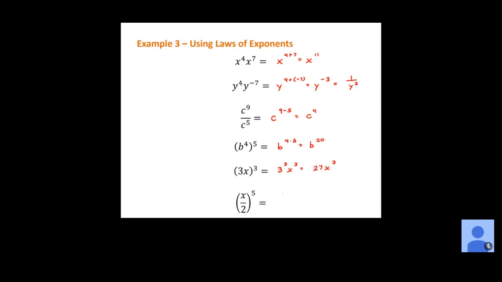Good, right? So that 5 goes with both. We have x to the fifth in the numerator. We have 2 to the fifth in the denominator. Just like the last one, because we have a number this time, we can simplify that. So what's 2 to the fifth going to give us? 32. So we end up with x to the fifth over 32.